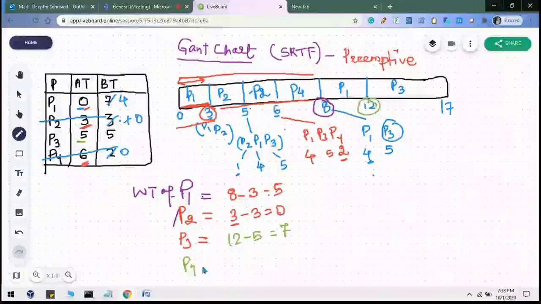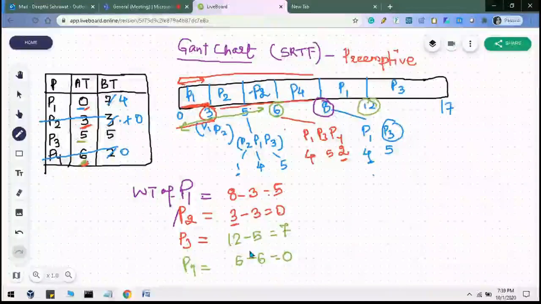And then finally we'll calculate for P4. Now talking about P4. P4 has been waiting from this interval to this interval. So how long did it wait? 6 milliseconds. But if you see this numerical question, it came after 6 milliseconds. So actually it did not wait at all. 6 minus 6 is 0. So these are the waiting times of P1, P2, P3 and P4.